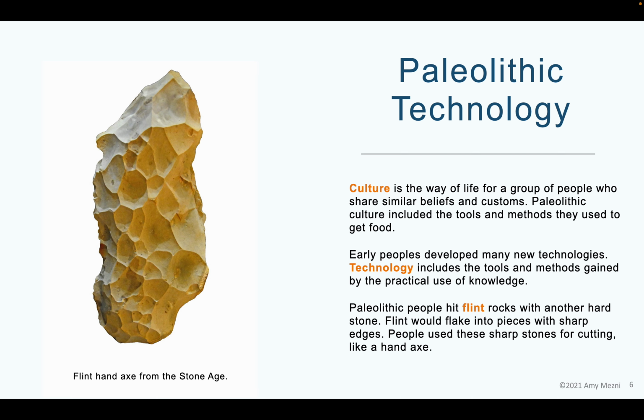They also would have developed new technologies. Technology is defined as including the tools and methods gained by the practical use of knowledge. So you would use these tools and methods to gain an advantage by thinking about it. Paleolithic people would hit flint rocks with another hard stone, and the flint would flake into pieces with really sharp edges. They would use these for cutting, and for things like a hand axe. They would break apart pieces to create these really sharp edges that they would then use as some of their tools.